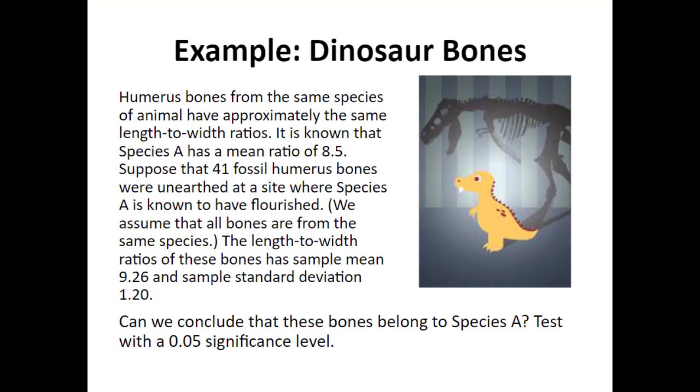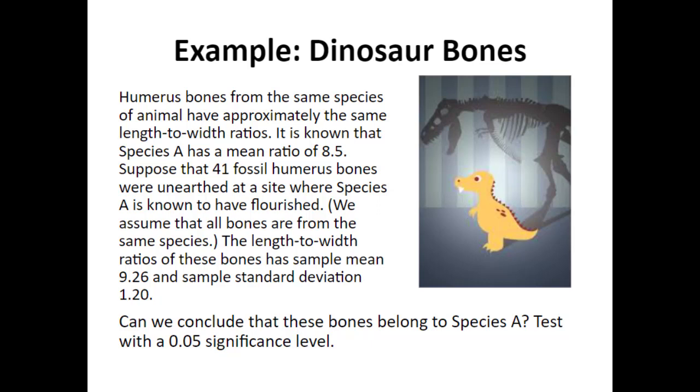So in this video example, we're going to be talking about dinosaur bones. It says, humerus bones from the same species of animal have approximately the same length to width ratios. It is known that species A has a mean ratio of 8.5. Suppose 41 fossil humerus bones were unearthed at a site where species A is known to have flourished. We assume that all bones are from the same species.